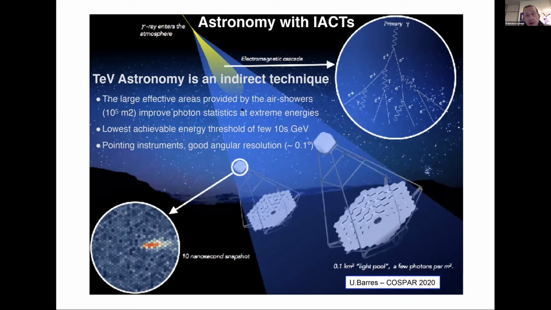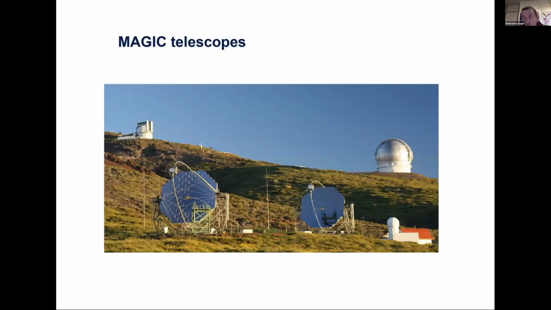So the threshold for a single gamma ray entering there is around 10 GeV, and the Cherenkov light is in the optical and near ultraviolet. So these are pointing instruments. They have a good angular resolution for gamma ray astronomy, which is 0.1 degrees. For optical it is quite a lot, but for gamma rays it is very nice. And they have a huge effective area for gamma rays, 10 to the 5 square meters on the ground. So MAGIC is one of them.